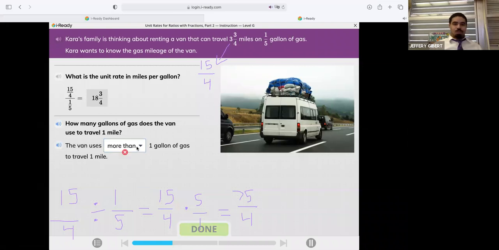Oh, whoops. The van travels 18 3/4 miles on 1 gallon of gas. So to travel 1 mile, the van will use less than 1 gallon of gas. I clicked on the wrong one. We said it was less than, but I accidentally clicked on the wrong one.